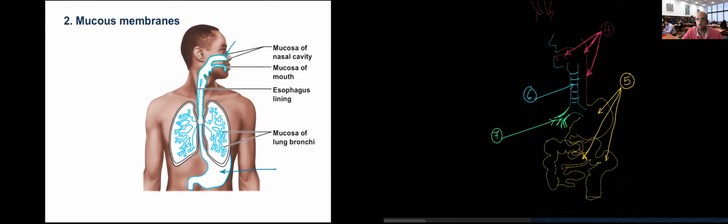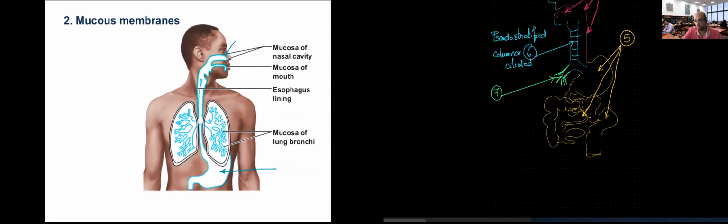How about number six? What was the type of epithelial lining of the trachea? Can you remind me? Pseudo, exactly, pseudostratified columnar ciliated epithelium.